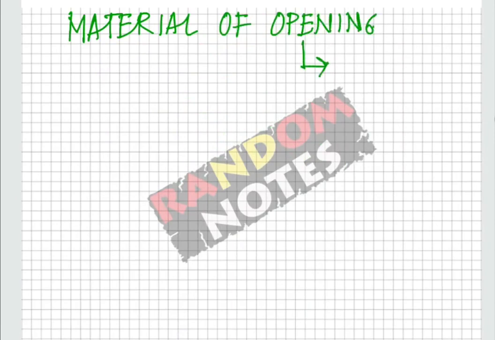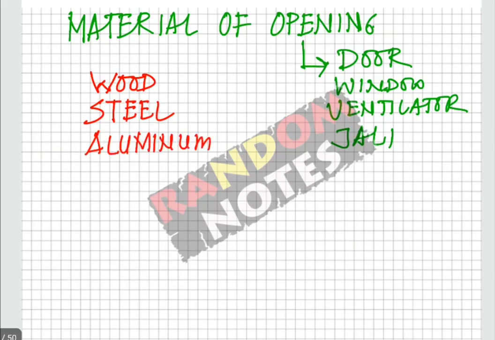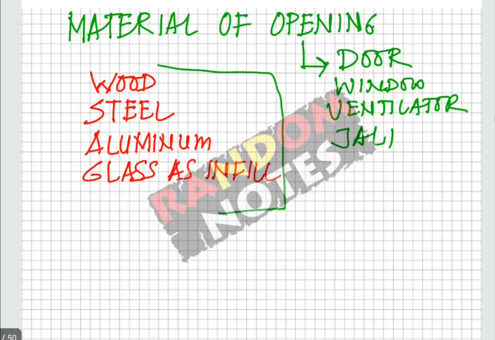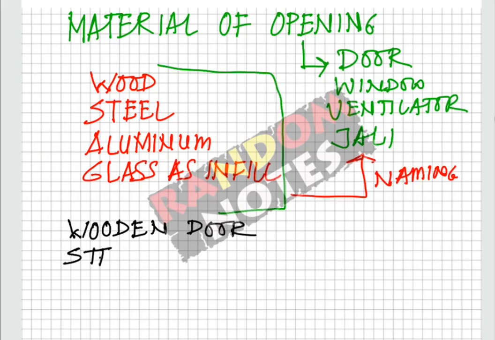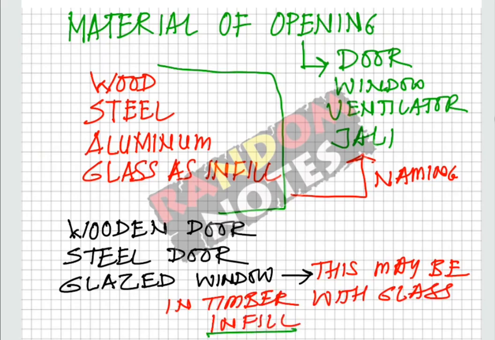The next categorization of openings can be based on the materials used to fabricate them. The openings that we are talking about are doors, windows, ventilators, jalis or grills. All these can be fabricated in wood, steel, aluminum, with or without glass as infill material. The openings will then get a name accordingly. So it will be a wooden door, a steel window, an aluminum door, a glazed wooden window, etc. So, based on the material used for fabrication, the opening gets its name or categorization.